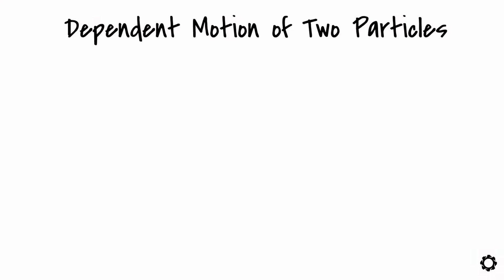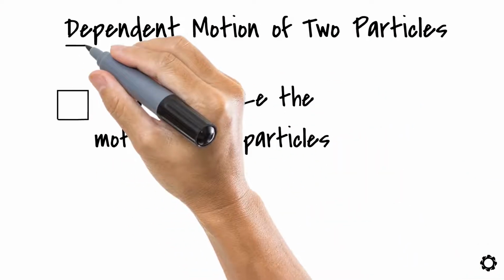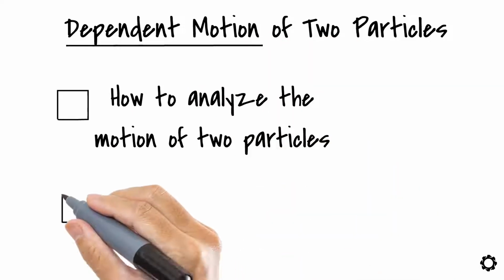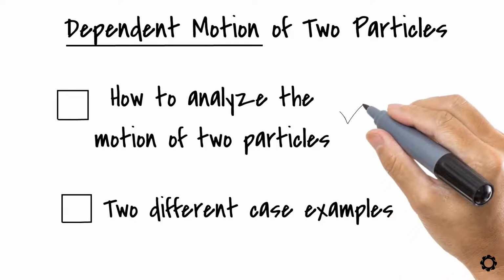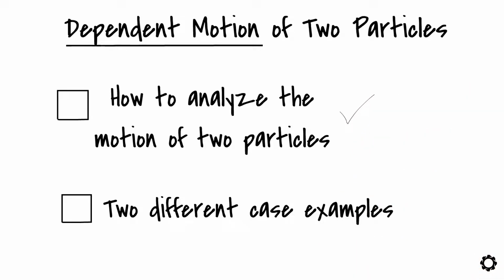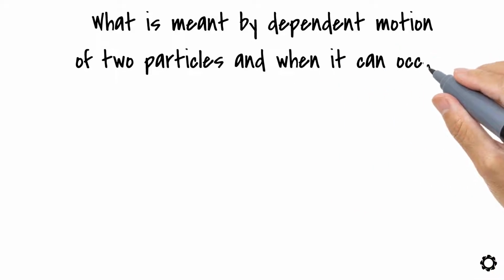In this video, we are going to learn how to analyze the motion of two particles when they are in dependent motion. During the video, we will use two different case examples to learn how to do this kind of analysis. Let's get started. Before jumping into the case examples, we need to first understand what is meant by dependent motion of two particles and when it can occur.